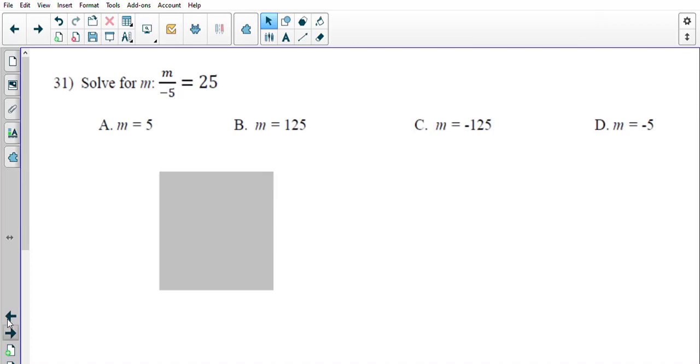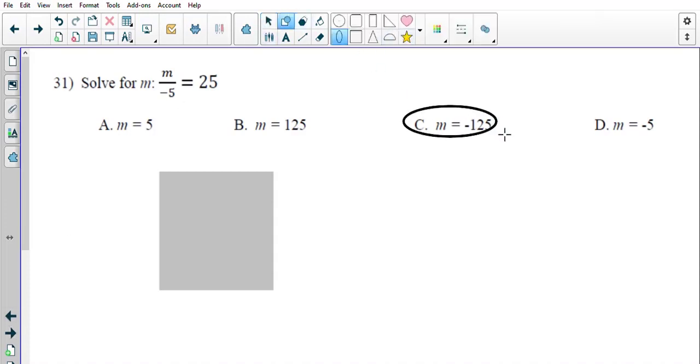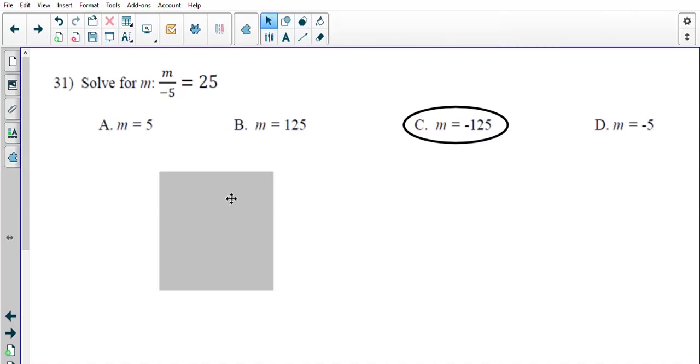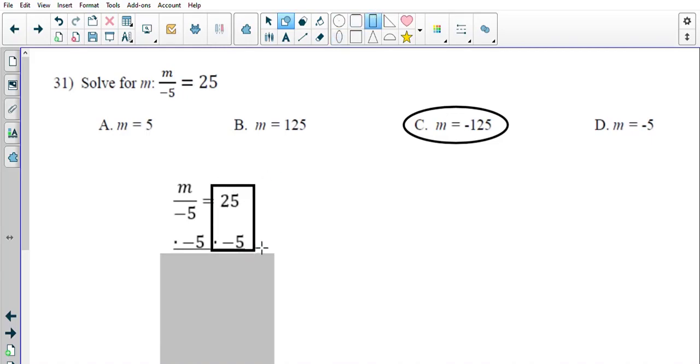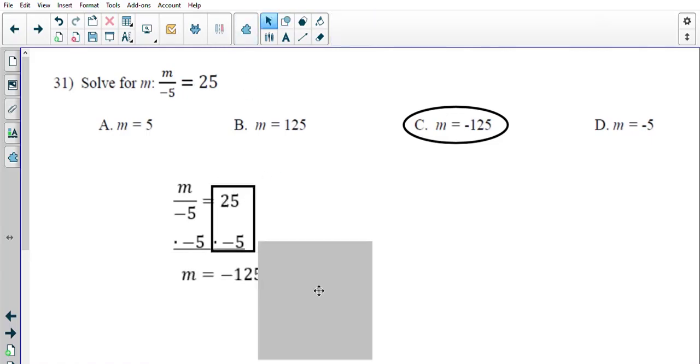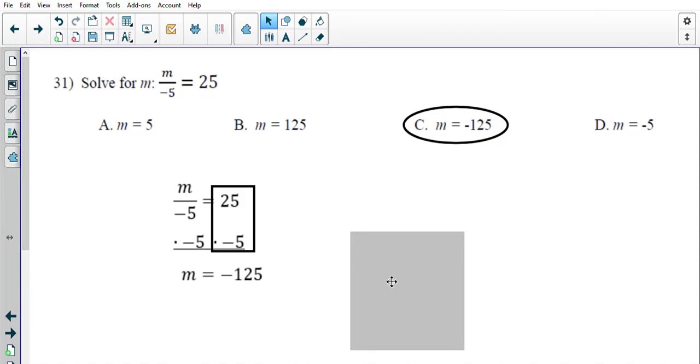All right, hopefully at this point you've given the problem a try, and hopefully you found that the correct solution should have been choice C. Let's show you why. The inverse of dividing by negative 5 is to multiply by negative 5. In your calculator, you're going to plug in 25 times negative 5, which is going to get you m equals negative 125, which is choice C.